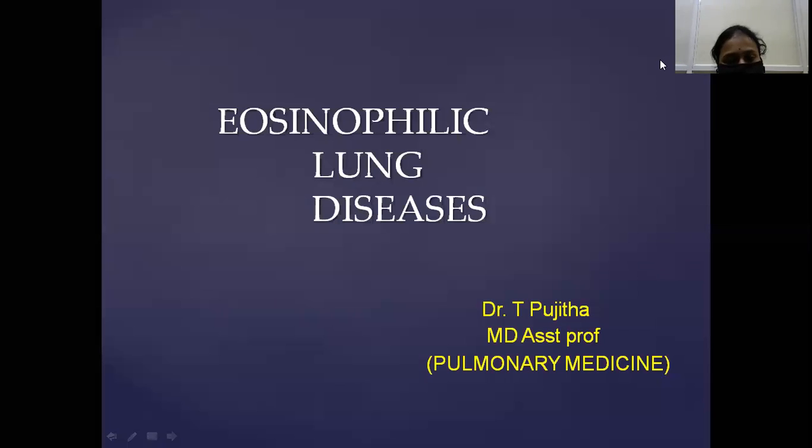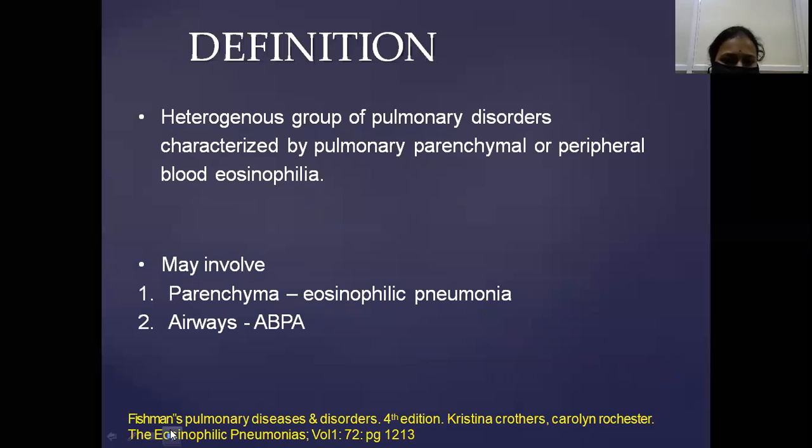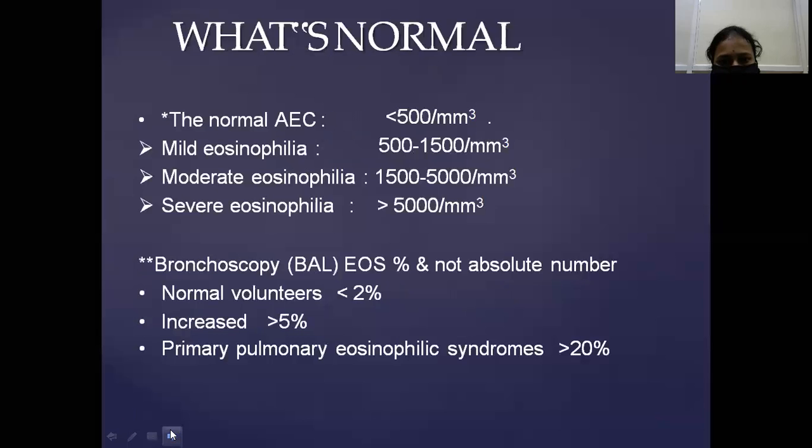Today, I am going to discuss eosinophilic lung diseases. What is pulmonary eosinophilia? Pulmonary eosinophilia is a heterogeneous group of pulmonary disorders characterized by either peripheral blood eosinophilia or tissue eosinophilia. That is, pulmonary parenchymal or peripheral blood eosinophilia. It may involve the parenchyma or airways.